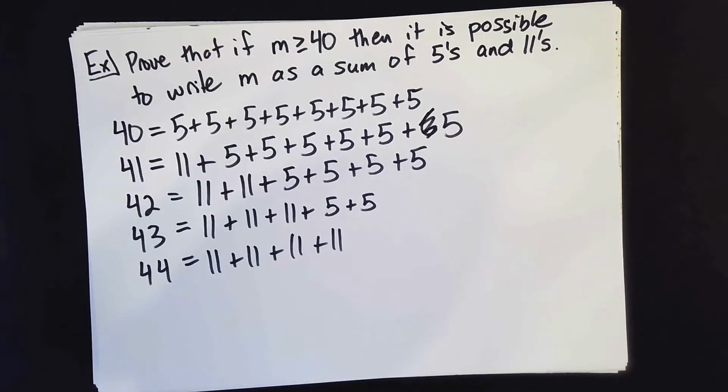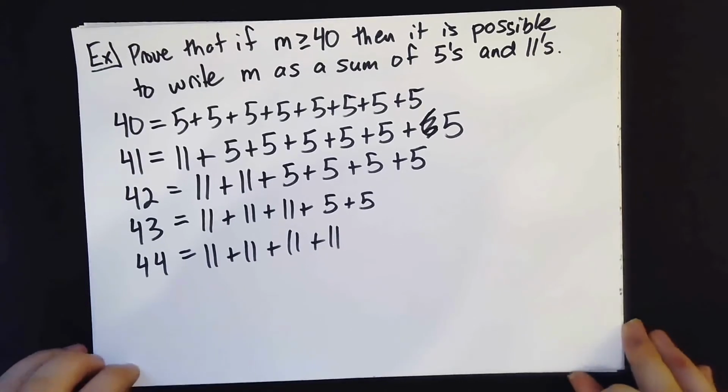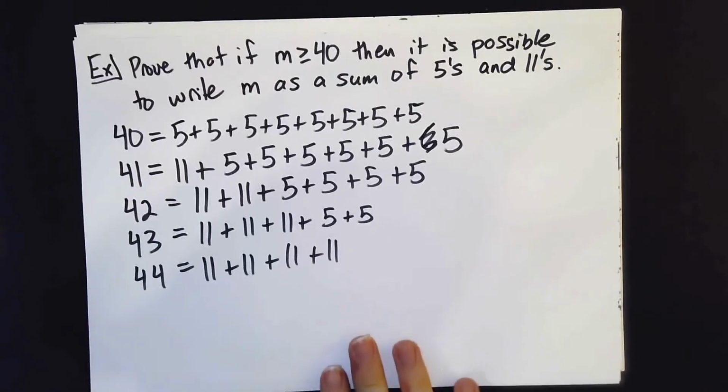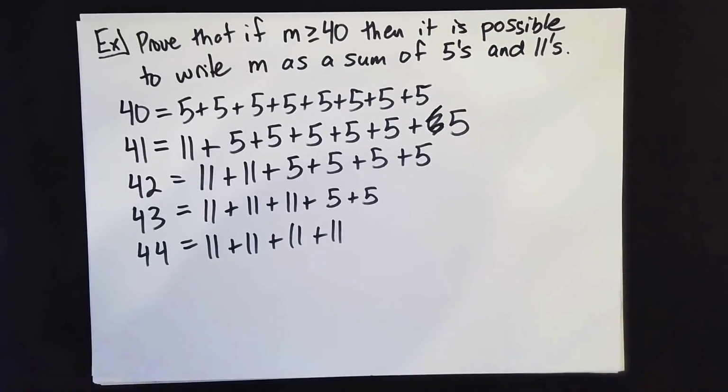Note there are plenty of numbers that you can't write in this way, they just happen to all be smaller than 40. So for example, if you try writing 12 as a sum of 5s and 11s, you're not going to succeed. And there are a variety of numbers less than 40 for which this is not possible. But once you get to 40, somehow magically, it always stays possible.